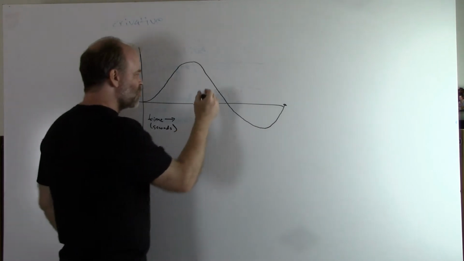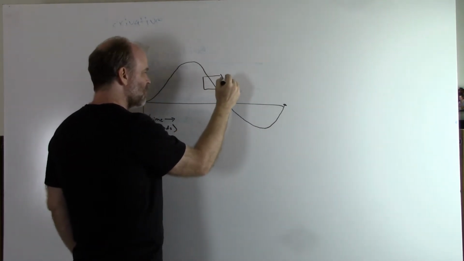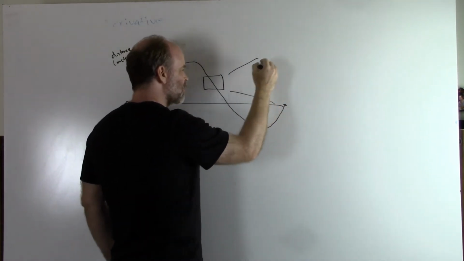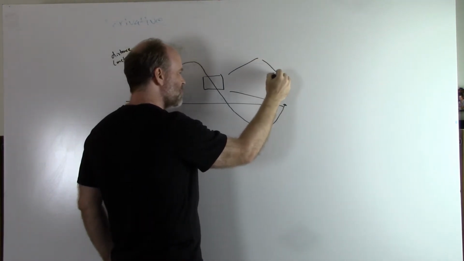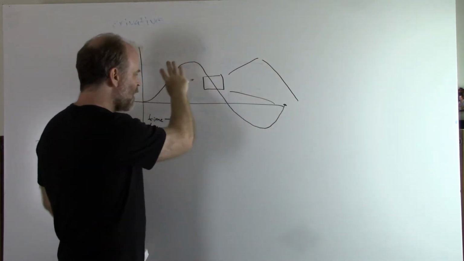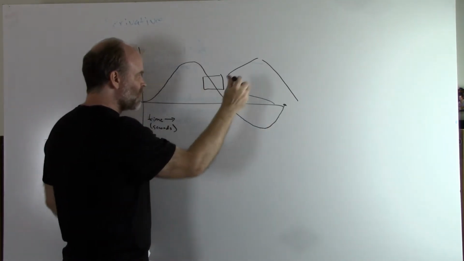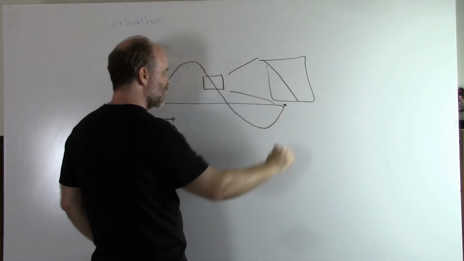If you were to zoom in on a small piece of this graph and blow it up, then over this relatively short period of time, it looks much more like a straight line, because you don't have any of this stuff out here. So this small piece of the graph ends up looking something like that, just a straight line.